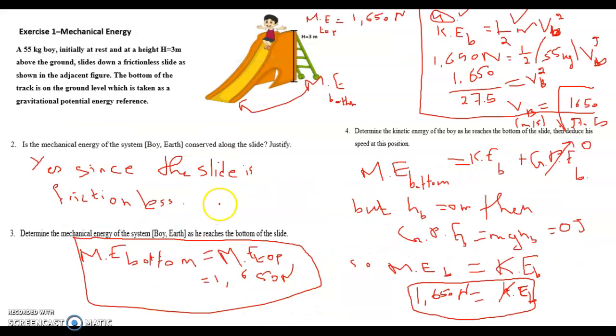Then, is the mechanical energy of the system boy-earth conserved along the slide? Justify. Yes, since the slide is frictionless. Determine the mechanical energy of the system boy-earth as he reaches the bottom of the slide. Mechanical energy at the bottom equals mechanical energy at the top. So it's equal to 1650, again joules, not in Newton.